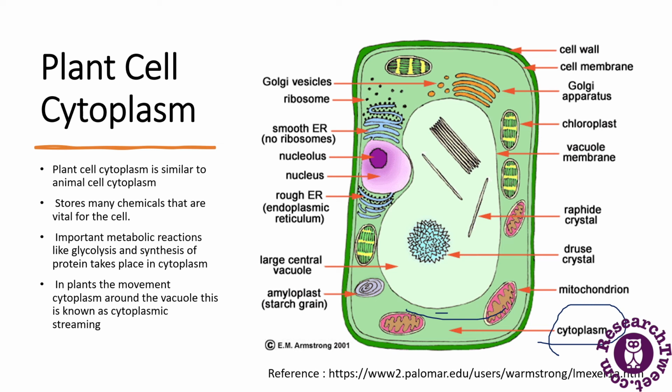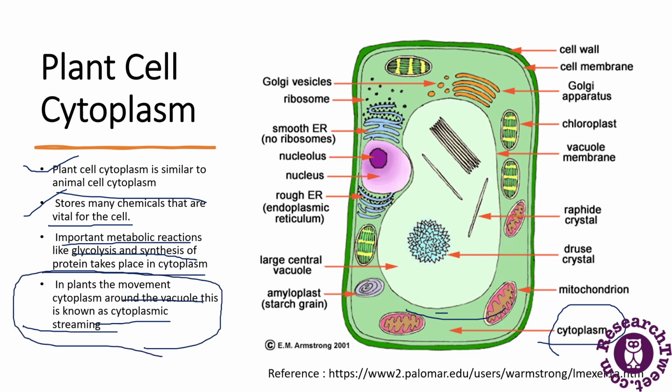Plant cell cytoplasm is similar to animal cell cytoplasm; there is not much difference between them. They store a number of chemicals that are vital for the cell, and they also host important metabolic reactions like glycolysis and the synthesis of proteins, which take place in the cytoplasm. In plants, the movement of the cytoplasm around the vacuole is known as cytoplasmic streaming.